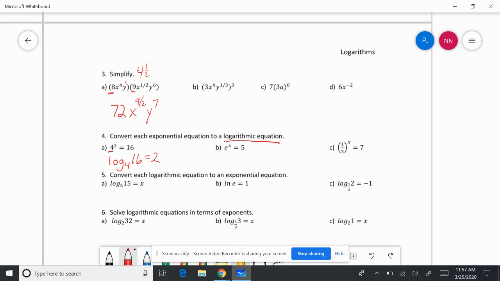Now, for number 5, we're going to write it in an exponential equation. So our base is 5. I'm writing a big base of 5. The x is our exponent, and the 15 is the number by itself.